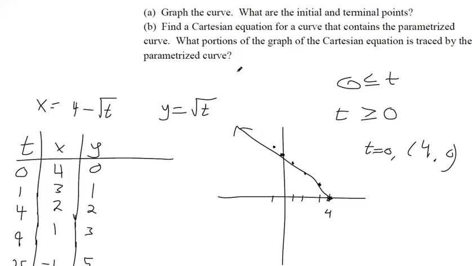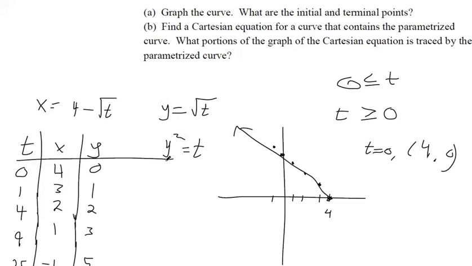Okay, so we're supposed to find a Cartesian equation, and if you've seen the other videos, this is where you want to solve for one of the variables and plug it into the other equation. So it's easiest to solve for t here in this equation. Square both sides. So you get y squared equals t. But we'll want to remember, t was only going to be positive over here. You couldn't get a negative out of this result. So y is always positive.